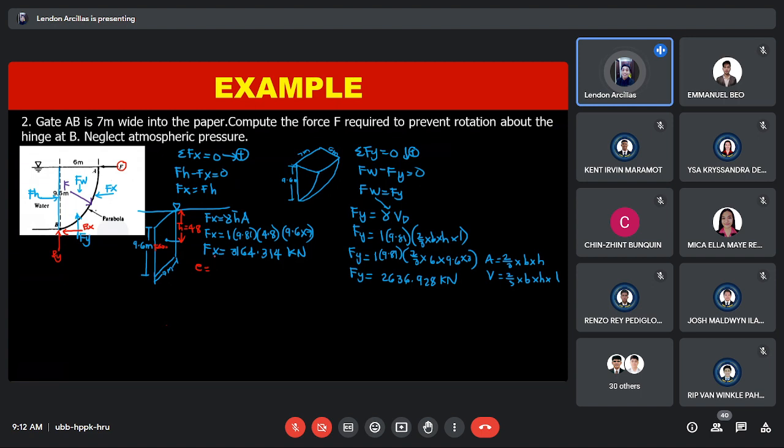So, the location of F of X is E equals BH cubed over 12 A H bar. So, E is equal to base is 7, H is 9.6 cubed over 12 times the area of the rectangle, since we are analyzing first the rectangular part of the curvature, that is 9.6 times 7 times H bar, which is 4.8.